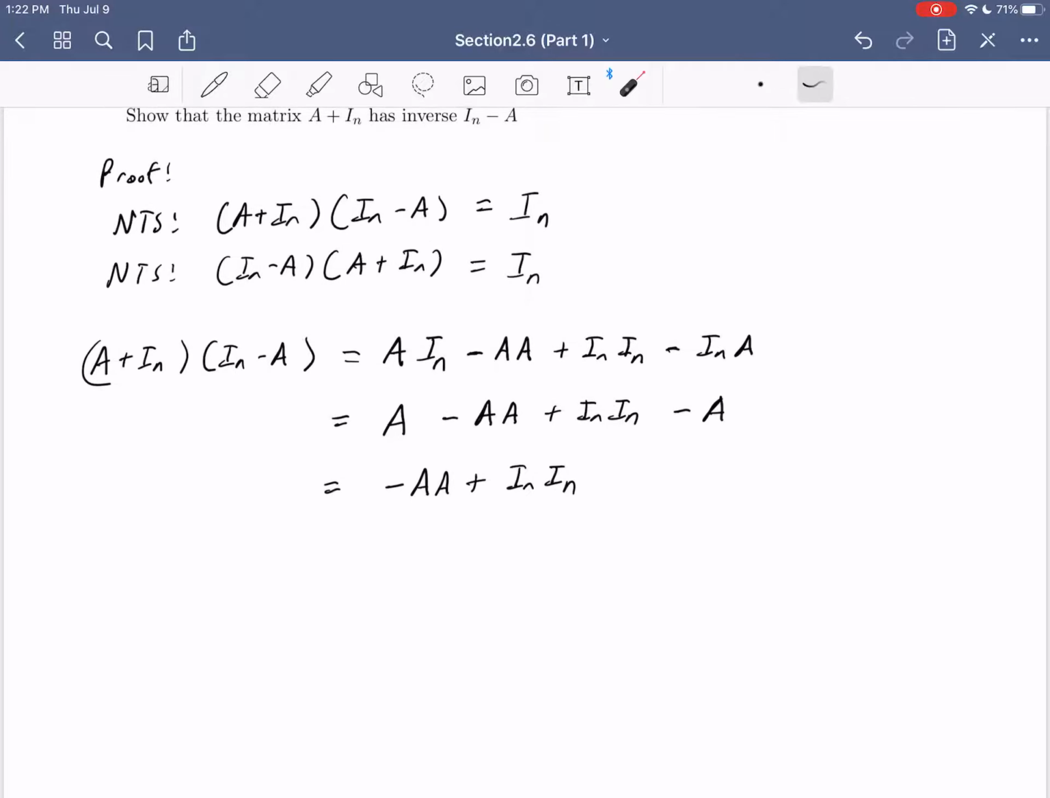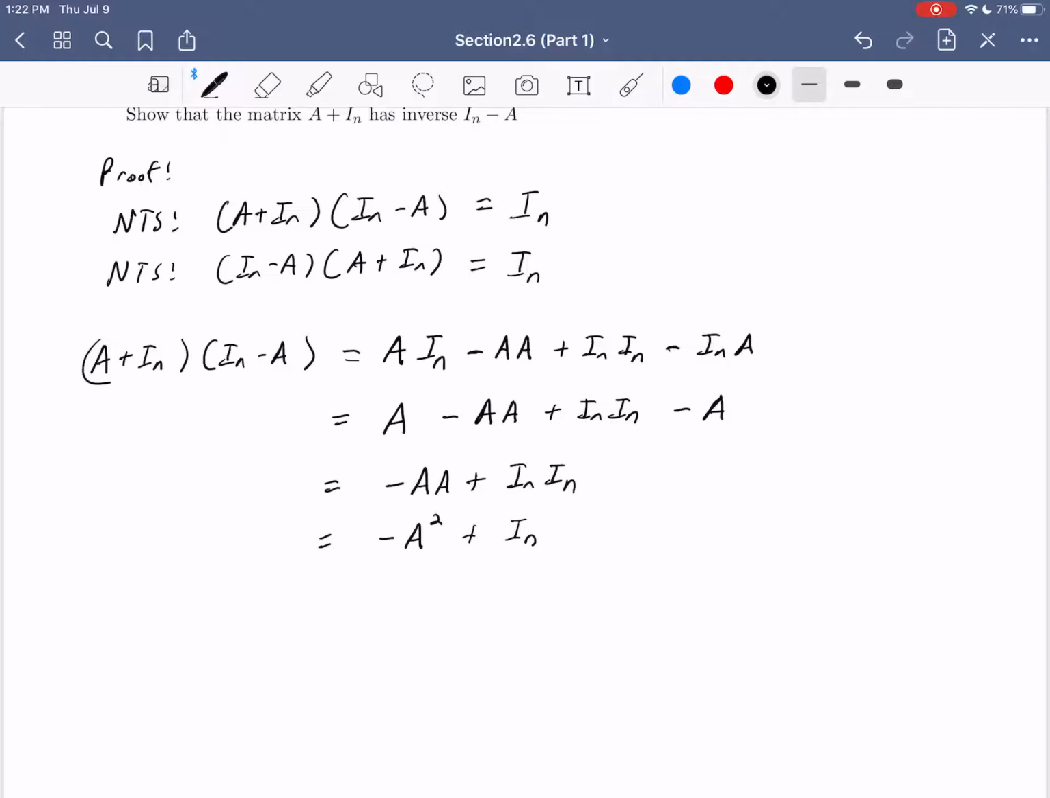Well, let's think about what we can say about these. Minus AA, well, that's just A times A is just A squared. That applies even for matrices. So this is minus A squared. And IN times IN, I guess you could call that IN squared, but the identity matrix times anything just results in that same thing. So this has got to be the identity matrix.